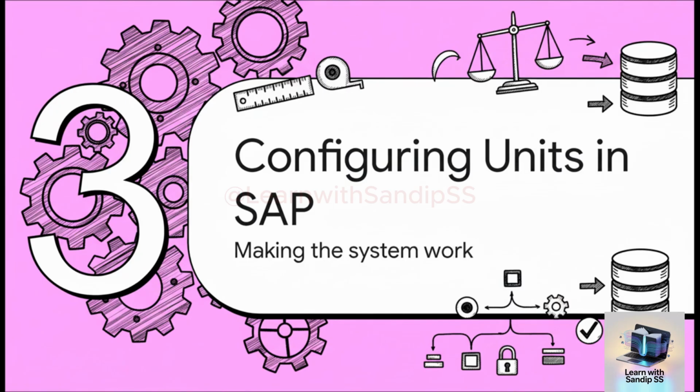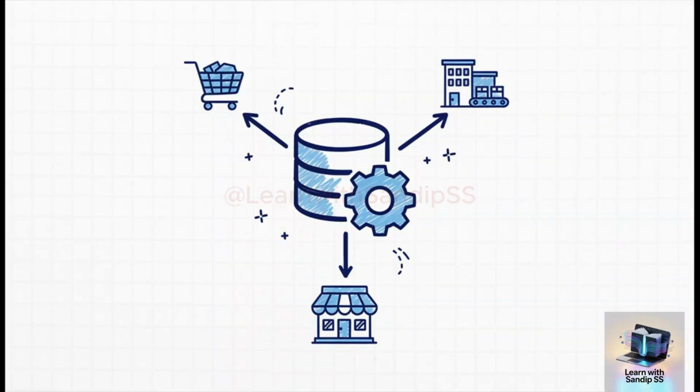Okay, so that's enough of the theory. Let's get our hands dirty and talk about how this is actually set up and managed inside SAP S4HANA. This is where we bring the system to life. One of the most powerful things about this is that it's all managed in one central place. You define kg for kilogram one time, and that single definition is used consistently across purchasing, inventory, sales, you name it.